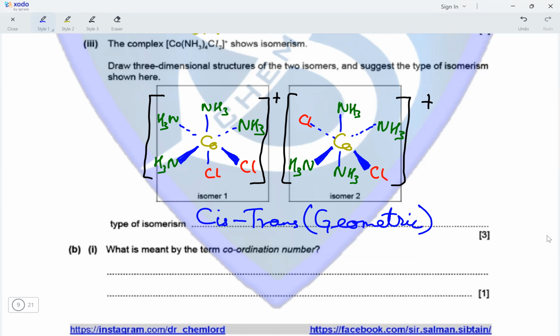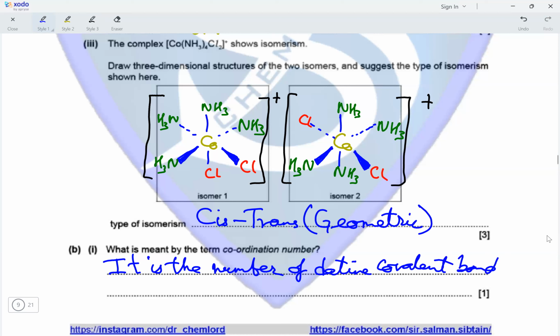So the coordination number is the number of dative covalent bonds present in a complex. So let's put that down. It is the number of dative covalent bonds present in a complex.